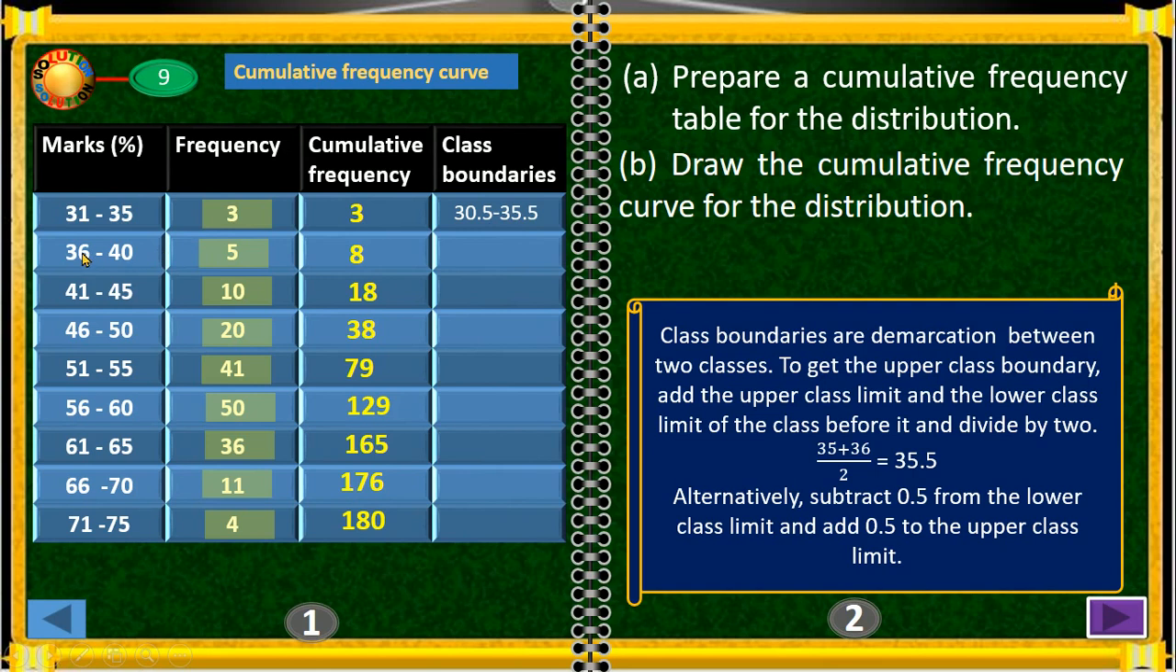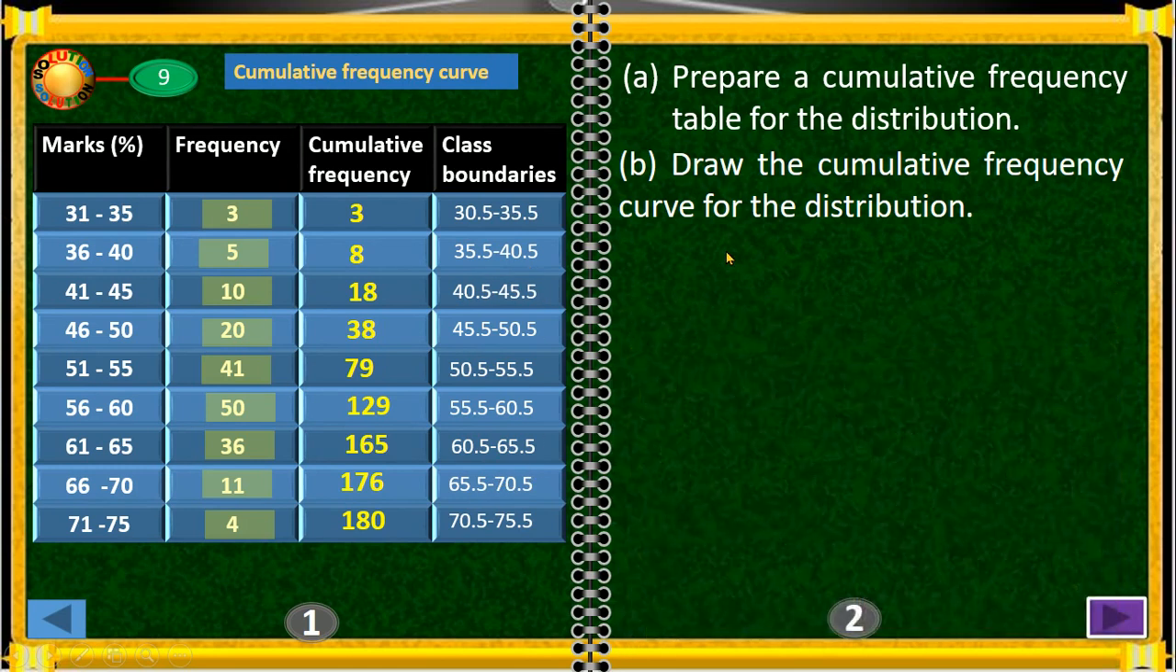For the second class, subtract 0.5 here, you are going to have 35.5. Add 0.5 here, you are going to have 40.5. That will give us 35.5 to 40.5. Following the same process, this will give us 40.5 to 45.5. The next class will give us 45.5 to 50.5. Then the other classes will give us the upper and lower class boundaries as shown. So now we have completed the class boundaries. We are going to plot the cumulative frequency column here against the upper class boundaries. And to do that, we need to go to the graph board.